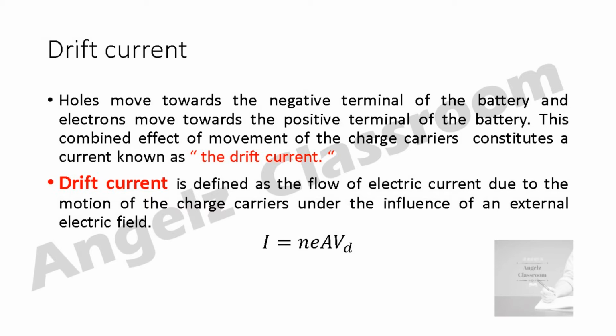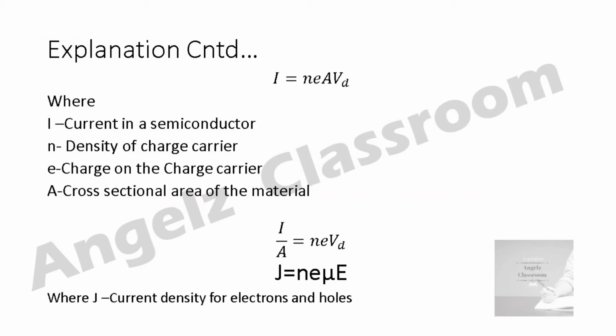So I is equal to N e A into Vd. Here Vd is the drift velocity, I is the current in the semiconductor, N is the density of charge carriers, A is the cross sectional area of the material, and e is the charge on the charge carrier. Now I am taking this A to the denominator. So I by A is equal to N e into Vd.